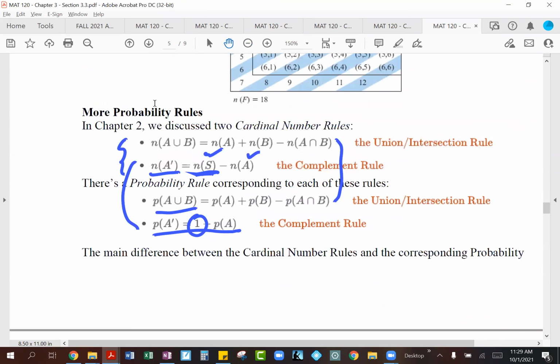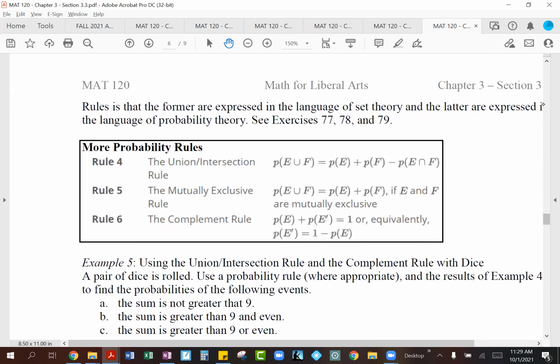So again, instead of saying probability of the sample set, since we know the probability of the sample set is 1, that's why you have the 1 over here. From that, subtract the probability of event A, and you get the probability of the complement of event A. So those rules are listed right over here.